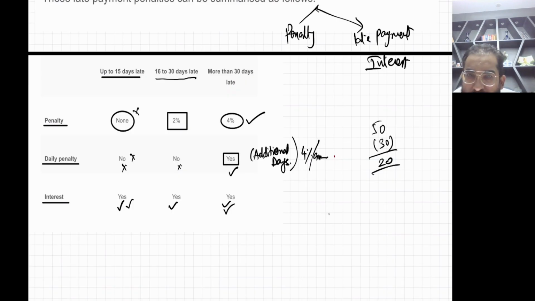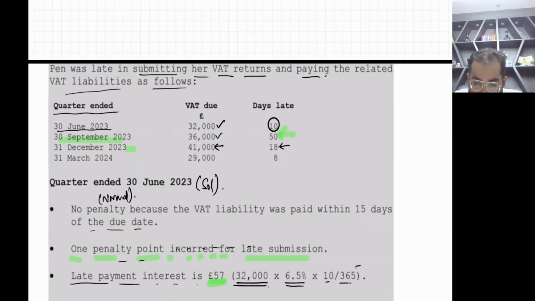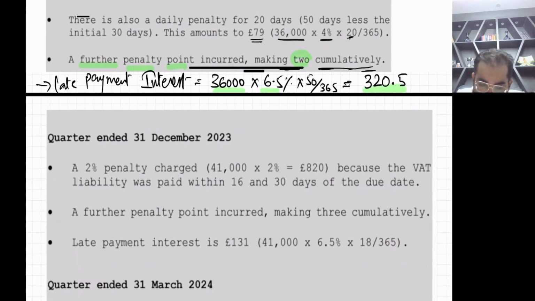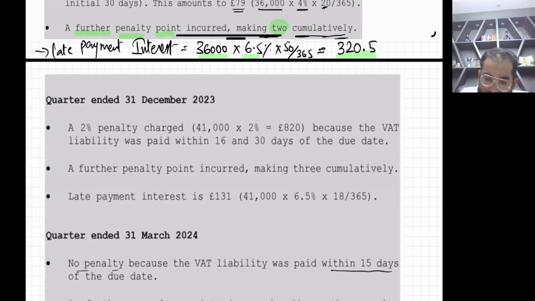Now you check it. This is between 16 to 30 days. So yes, a fixed 2% normal penalty will be applied, but no additional daily penalty will be applied. But yes, interest is always charged. Let's do it. Now the amount is 41,000. Please be active. A 2% penalty on 41,000, times 2%, 820 is the penalty that will be charged, because you are between 16 and 30 days.